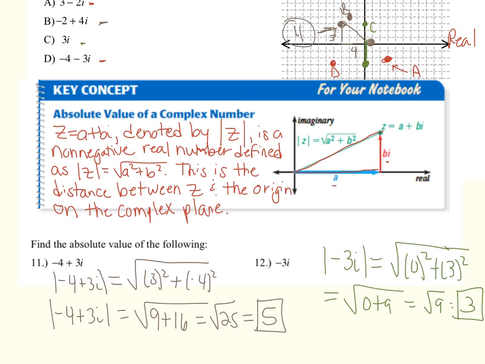Those are the notes on complex numbers. Rewind, rewatch as needed, read your textbook. Make sure you've got a good foundation of understanding about the imaginary unit and how to use it with complex numbers.